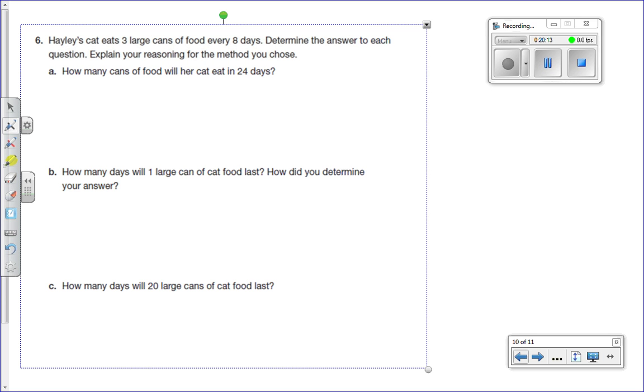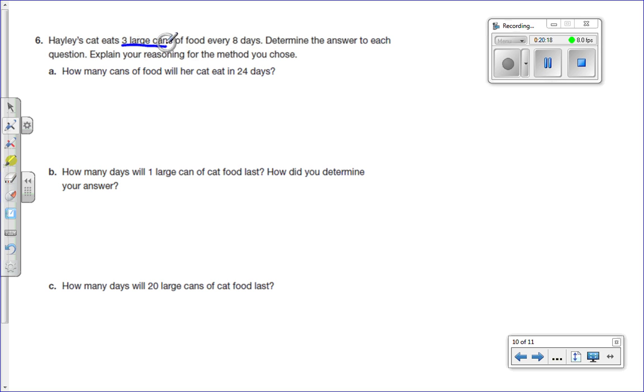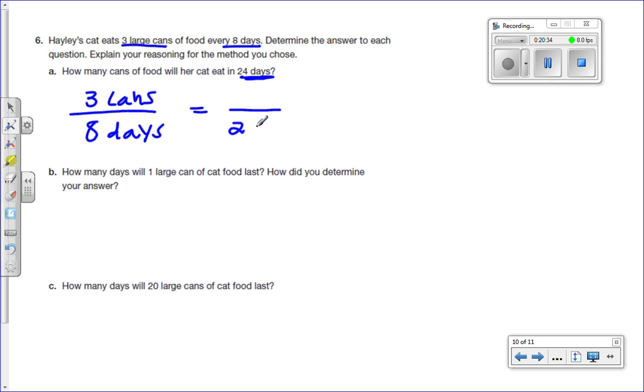Well, first we need to set up our rate here, because our rate is 3 large cans in 8 days. So we have 3 cans, 8 days. From there, they want to know 24 days. So again, because my days are in the denominator here, I need to put my days in the denominator on this side, and then we're trying to figure out what this is in the numerator.